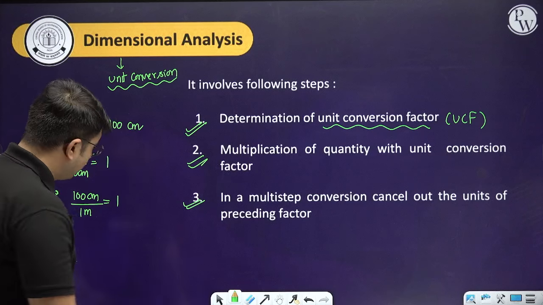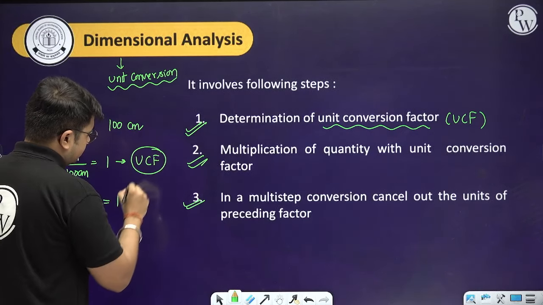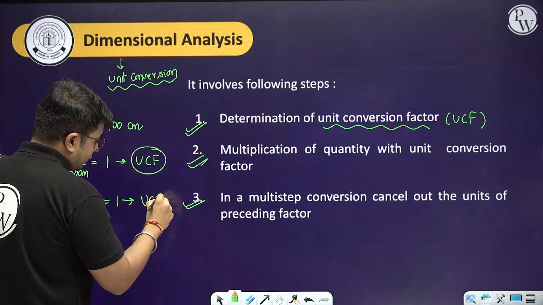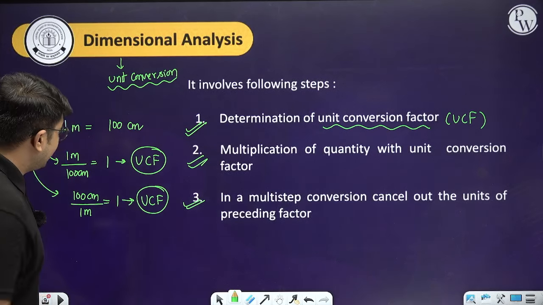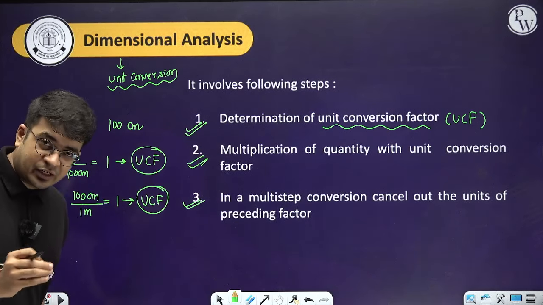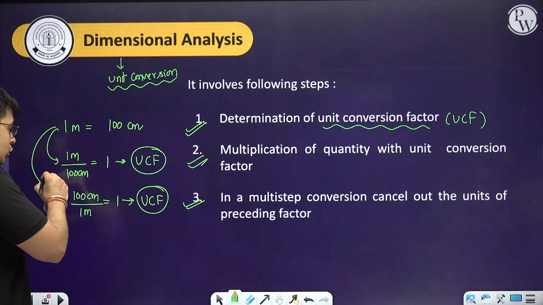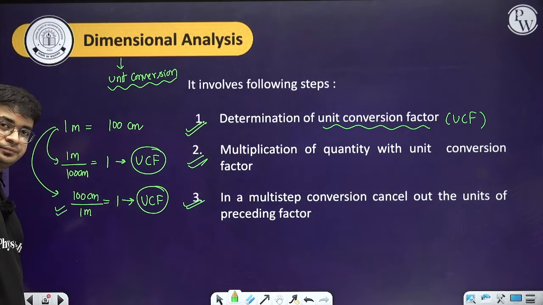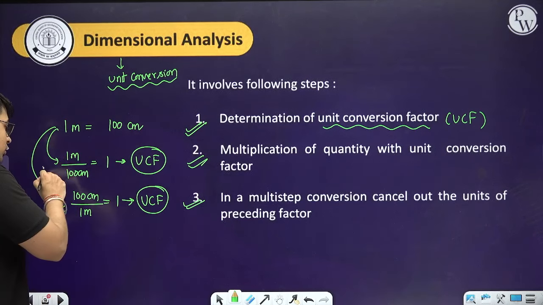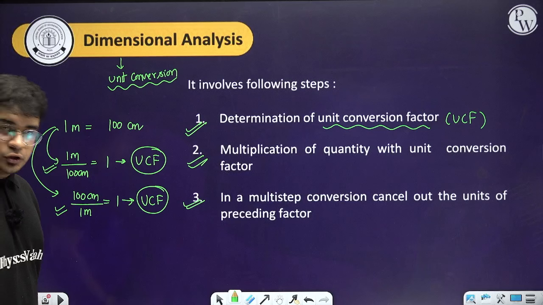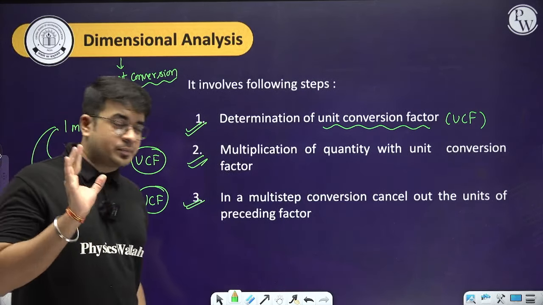Now both these things are your unit conversion factors. Let's say in the given quantity, I want to convert any given quantity which is in meters into centimeters. Then I can use this particular part. And if I want to convert centimeter into meter, then I can use this conversion factor. So you need to understand how you can write the unit conversion factors. I hope this part is clear.